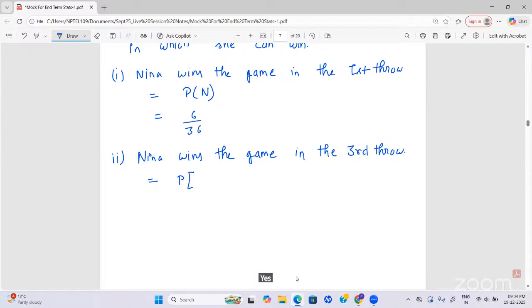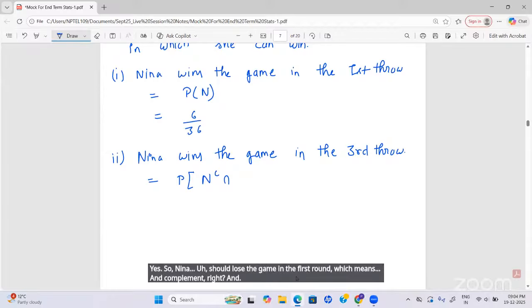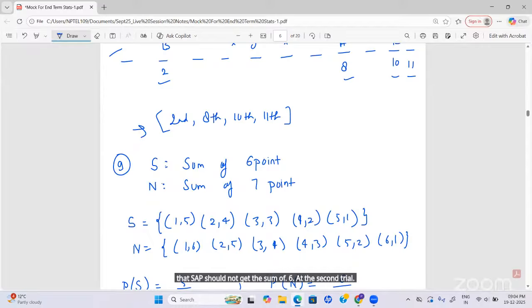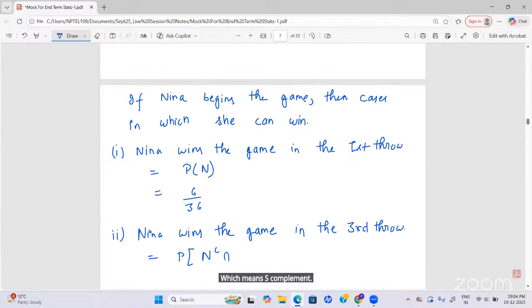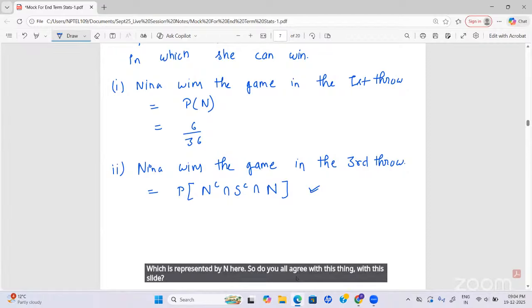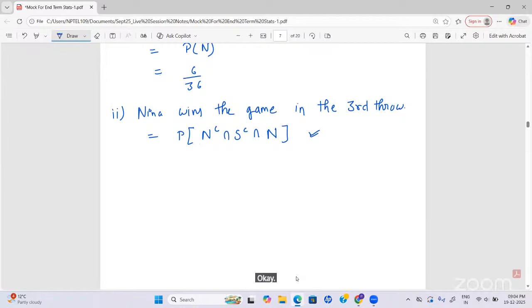Nina should lose the game in the first trial, which means N complement. And Sam should not get the sum of 6 at the second trial, which means S complement. And then at the third throw, Nina should win, that the sum of 7 should come, which is represented by N here. Do you all agree with this line? Ma'am, I didn't understand N complement.